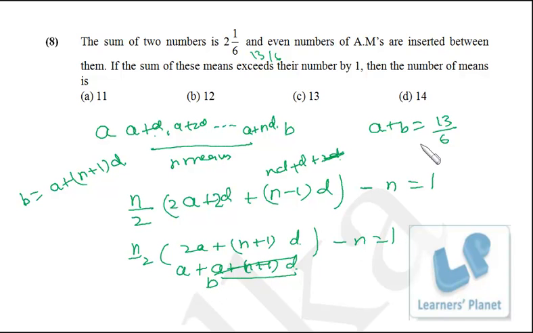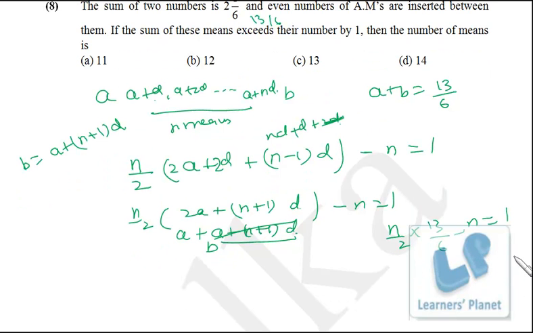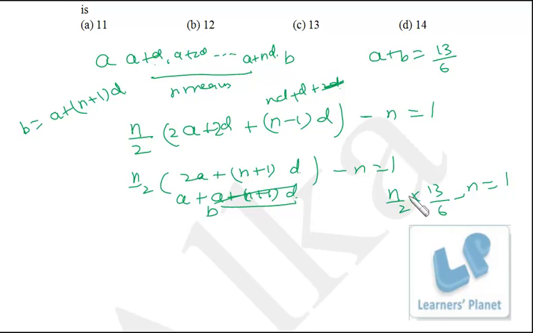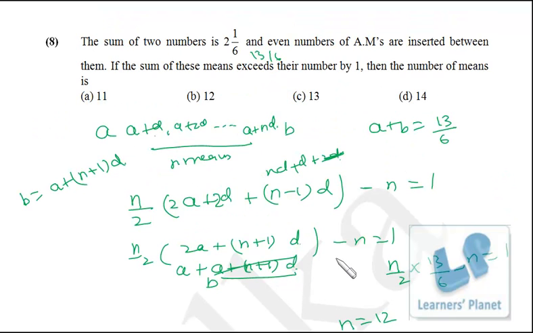So n by 2 into a plus b, minus n, is equal to 1. Now a plus b we know that it is 13 by 6. So n by 2 into 13 by 6 minus n is equal to 1, right? So it is 13n minus 12n is equal to 12. So n is equal to 12. Okay? So the total number of means is 12.